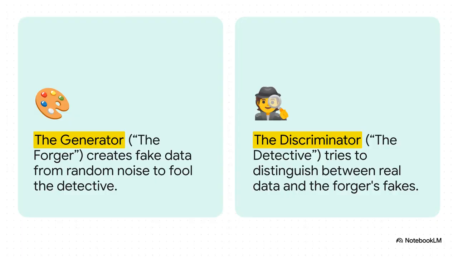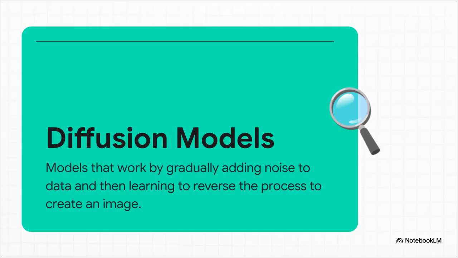Okay, so here's how the game works. The forger, the generator, its whole job is to create fakes from scratch, just random noise, that are so good they can fool the detective. And the detective, the discriminator, its only job is to get better and better at spotting those fakes by comparing them to a huge library of real images. They're locked in this constant battle, and with every round, the forger gets smarter and the detective gets sharper. This whole adversarial process is what forces the forger to become a master at creating images that are just incredibly realistic.